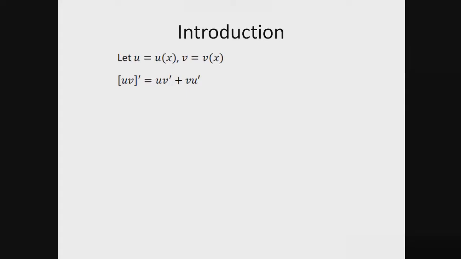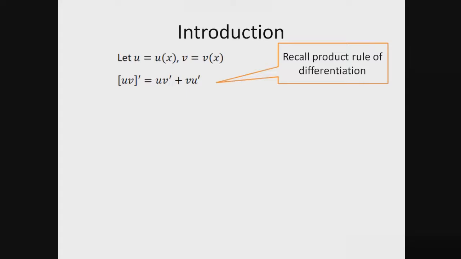So let u is equal to u(x) and v is equal to v(x). We know that by the product rule of differentiation, we get (uv)' is equal to uv' plus vu'. To get back the original function, which is the product uv, we have to integrate this part: the integral of (uv' plus vu') dx is equal to uv. By the integral property for addition, we can separate this into the integral of uv' and the integral of vu', and then it is equal to uv.